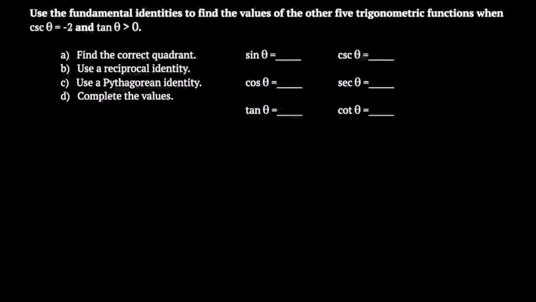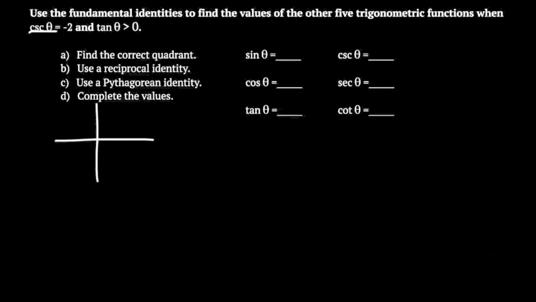In this example, we're just given the value of cosecant of theta, which is negative 2. We don't know what tangent of theta actually equals, we just know that it's positive since it's greater than 0. So we can just follow the steps given here. Part A says find the correct quadrant, and that's the same thing we just did in the last problem.